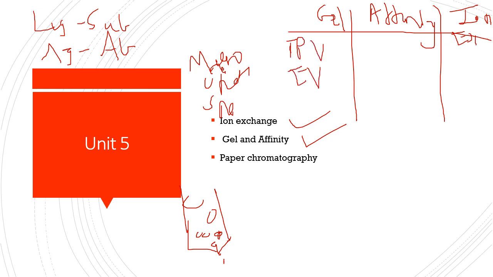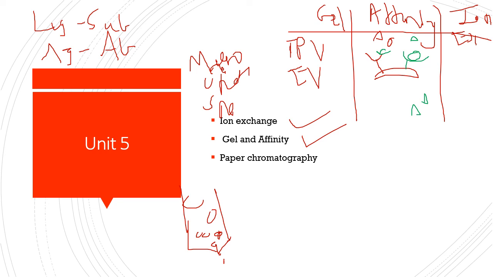In affinity chromatography, what is more important is the affinity. You have a matrix, a spacer arm, a ligand and the solute. Whichever solute has more affinity for this ligand will bind, and the others will not bind and will elute out. So this is the basic principle of affinity chromatography.